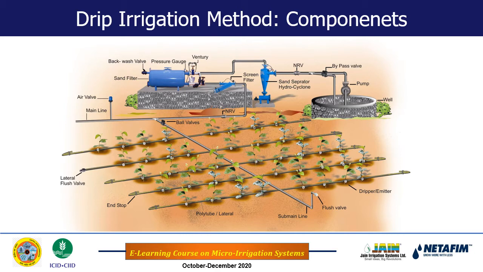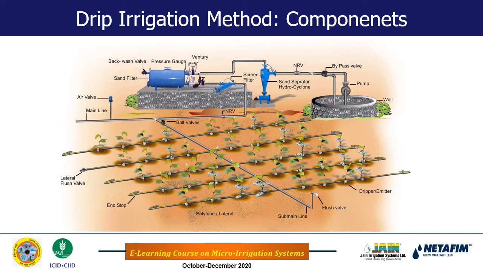Then the water from the hydrocyclone filter goes to the sand filter, and before the sand filter there is a venturi, which means there is a fertigation device. Okay, so the purpose of the fertigation device, now there are different kinds of fertigation devices which we'll see later in this lecture itself as far as the types are concerned. So venturi is one such fertilizer applicator.